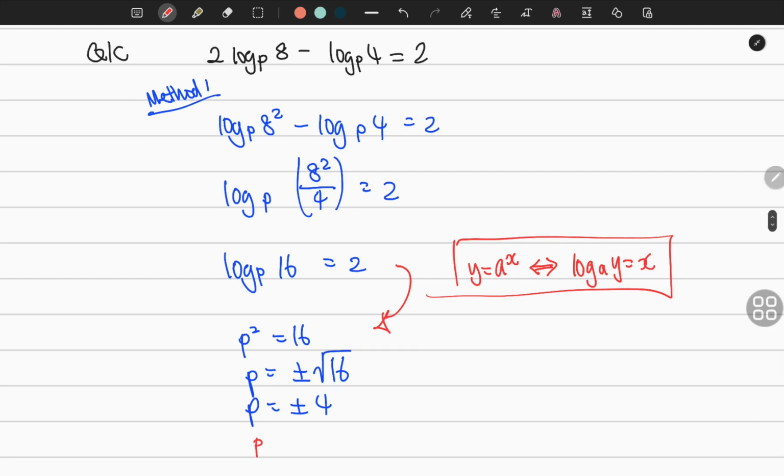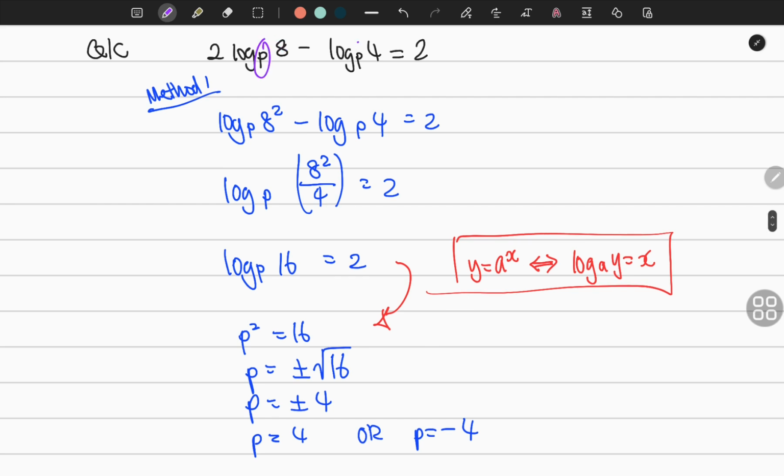So since p can be positive 4 or negative 4, we also got to check whether they fit the range or not. So based on the definition of logarithm, we know that the base has to be more than 0. So in this case, we have p to be more than 0, and we reject the one that is not more than 0. So as mentioned just now, this here is method 1 because there can be many different ways to solve a logarithmic question.